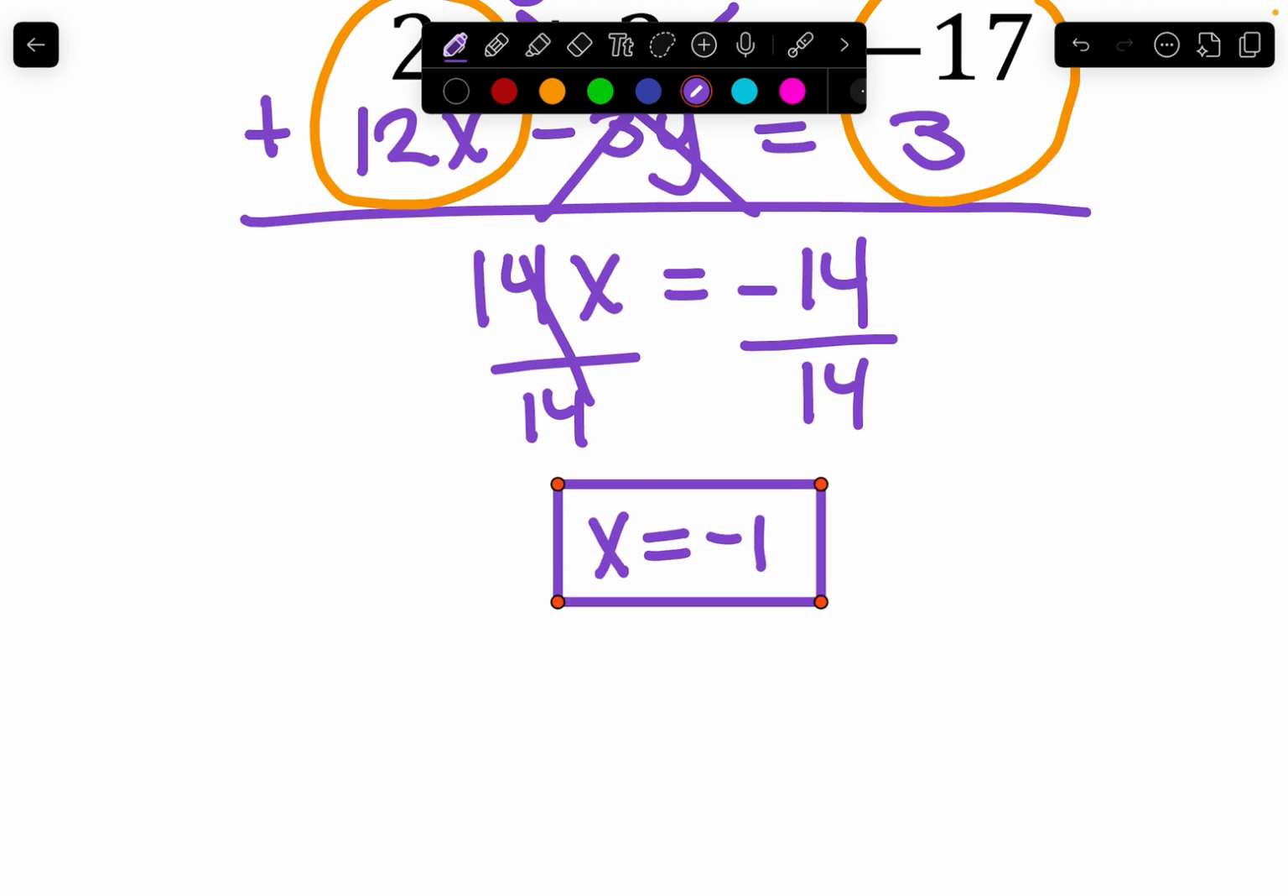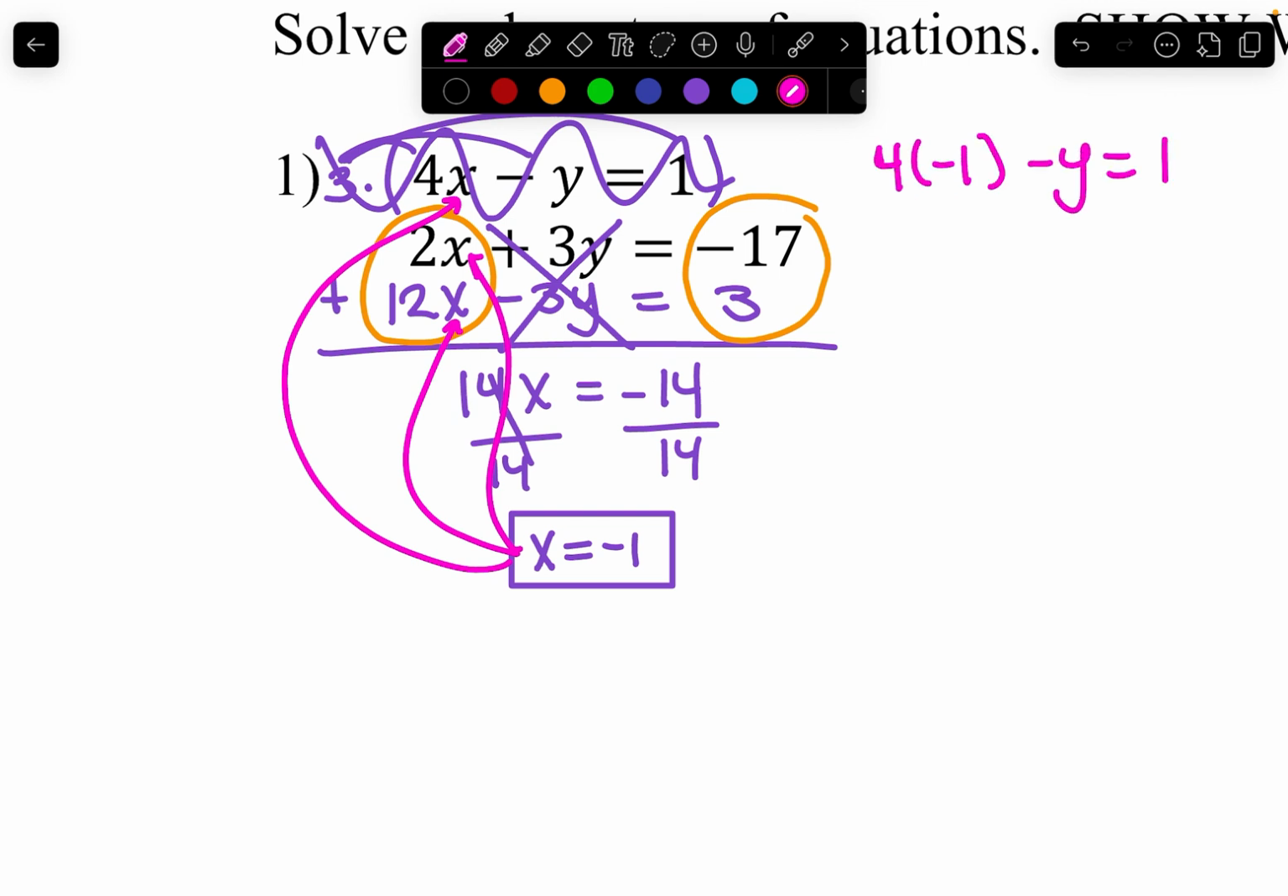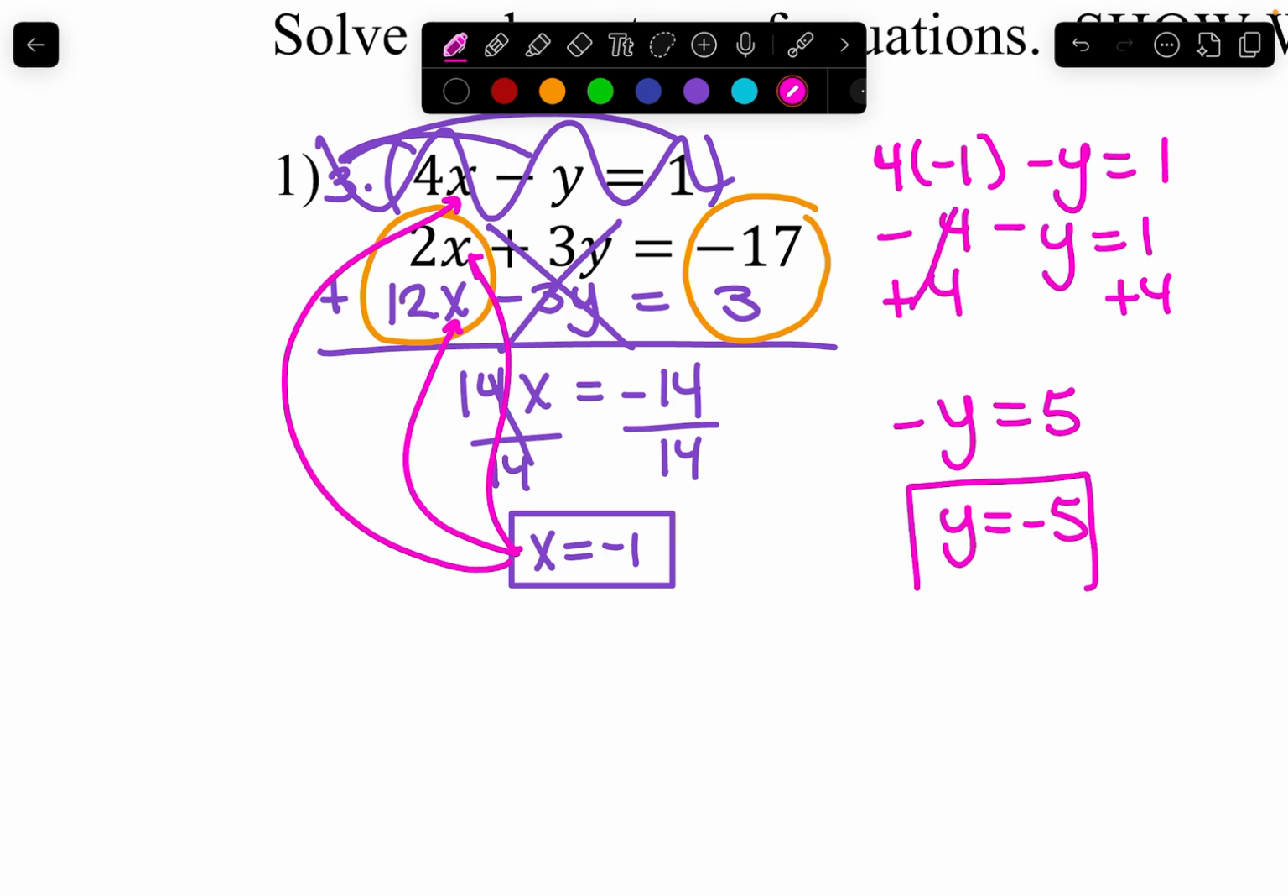Once you know what x is, you're going to have to plug it back into any of the equations that you see up here to solve for y. You can plug it in here to your new equation that you found. You can plug it in up here to your original second equation, or you can come way up here and plug it into your original first equation. It doesn't really matter. I'm actually going to plug it into the first equation. So we have 4 times negative 1 minus y equals 1. This will be negative 4. Negative 4 minus y equals 1. I'm going to add 4 to both sides. And I get negative y equals 5, which means that y is equal to negative 5. And I just solved the system of equations using elimination.